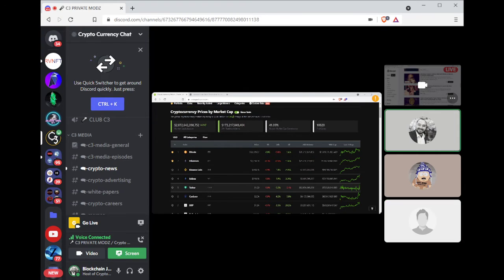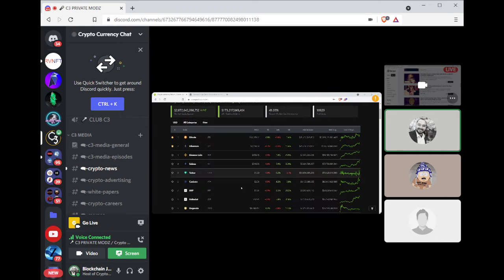Number six, Cardano settling at $2.04 with a 7-day gain of 5.9% and a market cap of $65 billion. Number seven, XRP settling at $1.24 with a 7-day gain of 24.2% and a market cap of $58 billion. Number eight, Polkadot, settling at $52.95 with a 7-day gain of 30.8% and a market cap of $55 billion.